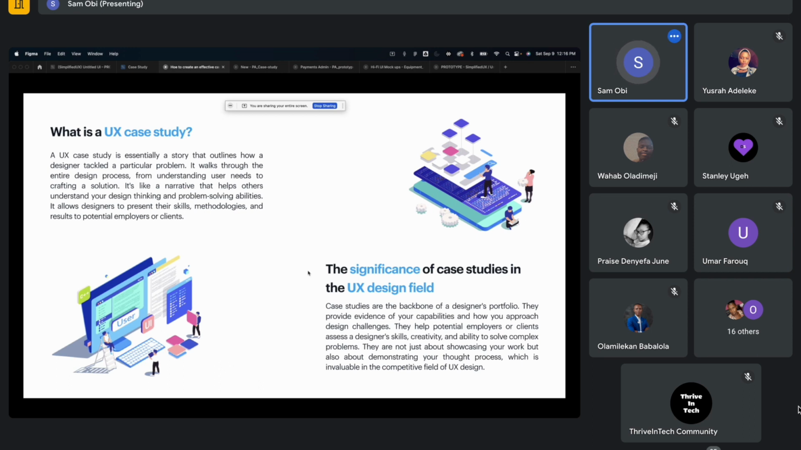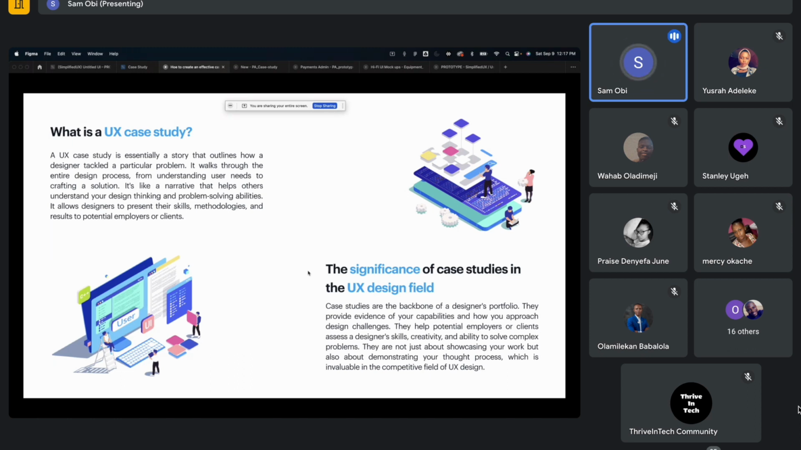One significance of case studies in the UX field is that they are the backbone of a designer's portfolio. Now, before I move forward, I'm going to talk a little bit about portfolio versus case studies. Your portfolio is a culmination of different projects that you have worked on. If you are bringing 3 case studies together, it's a portfolio. If you are putting 2 to 3, 5, whatever number of projects that you have worked on, bringing them together and displaying them, it's a portfolio. But a case study is one single project that you worked on.